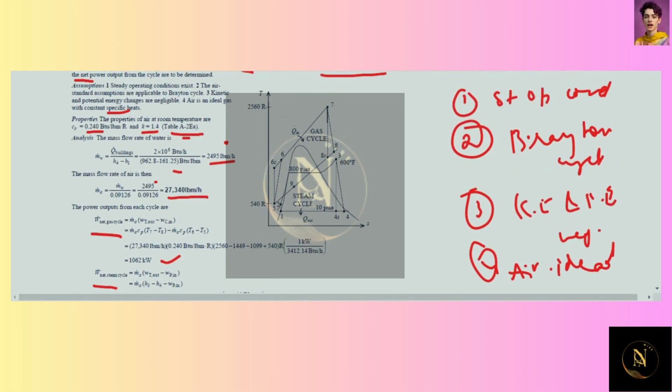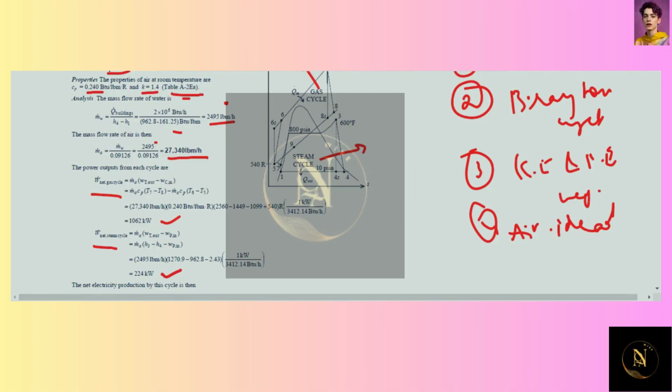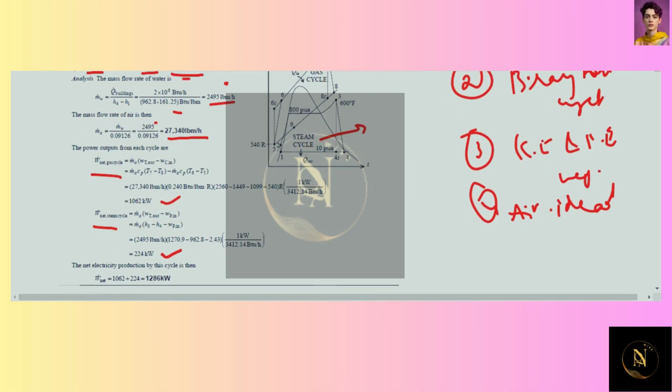Similarly, W net of the steam cycle. If you see the figure here, this is our gas cycle and this is our steam cycle. For the steam cycle we get the value 224 kilowatts. So the net electricity production is 1062 plus 224, which is 1286 kilowatts. I hope you understood this question. Thank you.